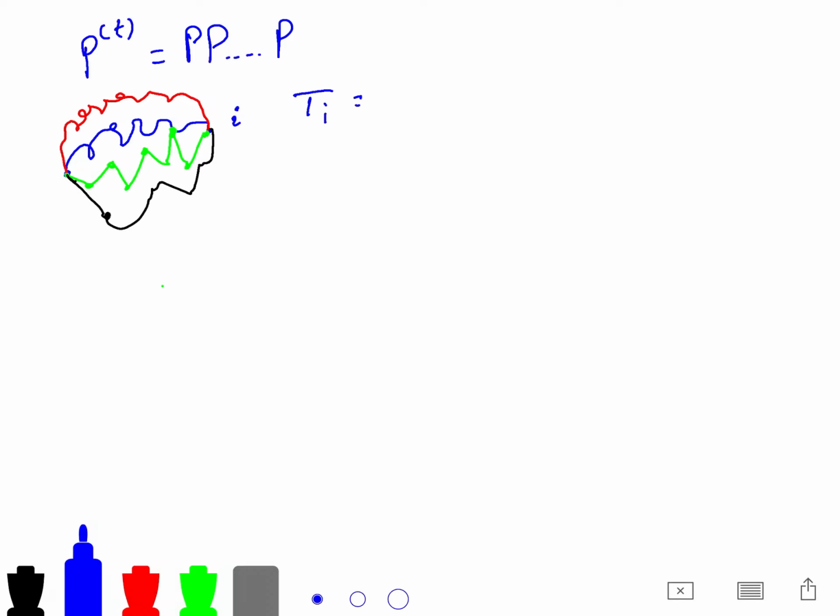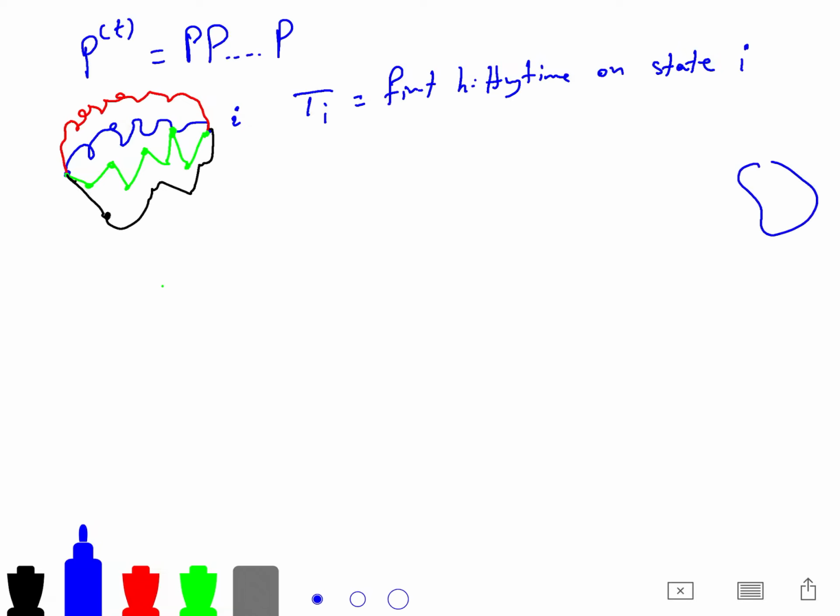So T of I means the first hitting time on state I. The first time it hits I. So these hitting times could be generalized. You could hit not only a point, but a set.